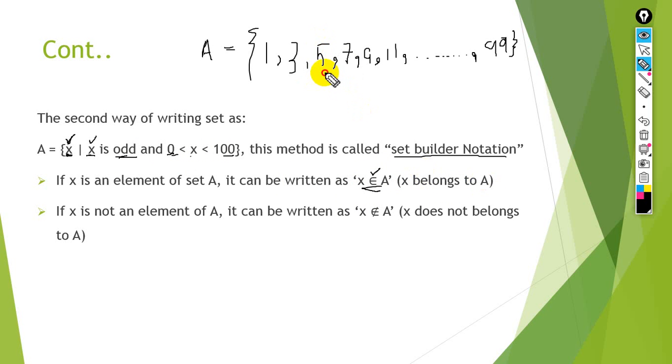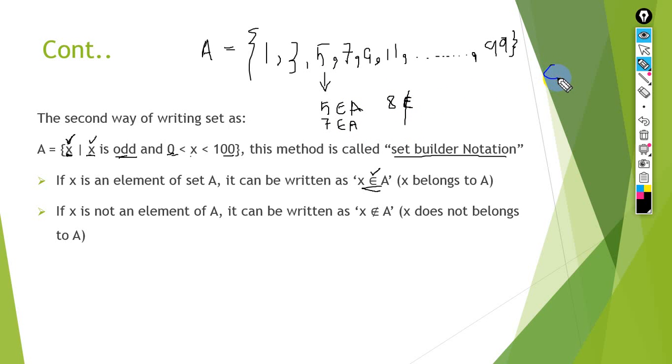For example, here I am taking 5, so we can say that 5 belongs to A. So we can write it just like this. In short, belongs to is written just like this. 5 belongs to A, 7 belongs to A, and if the element is not present in the specified set, for example, I'm writing 8, it is not an element of the set A, so we can write 8 does not belong.